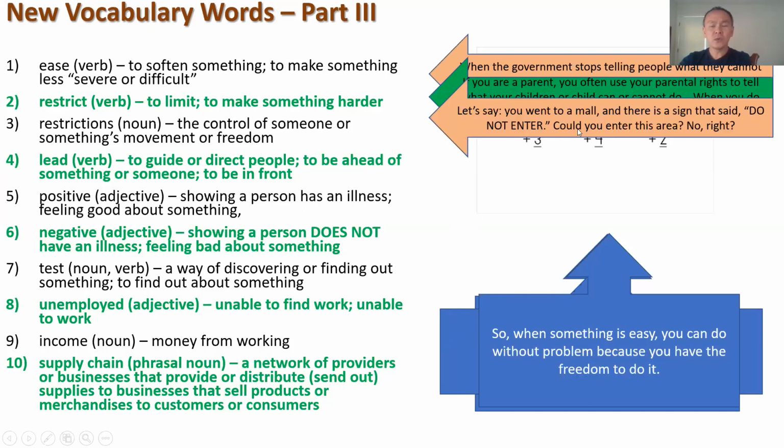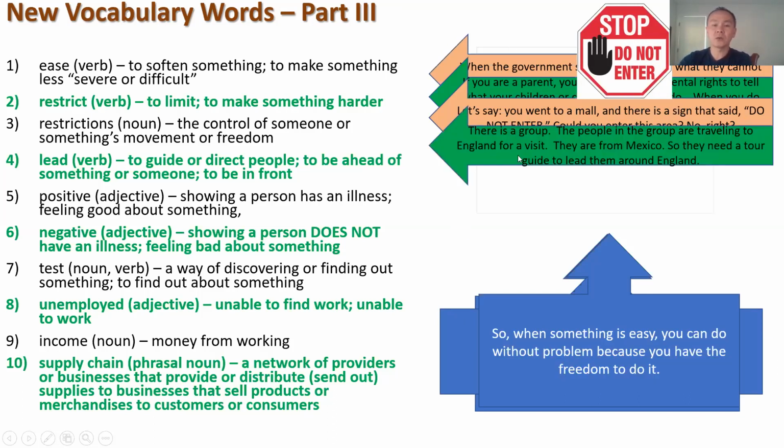Let's say you went to a mall and, well, supposedly there was a sign that says, do not enter. Could you enter this area? Well, of course not, because you have a do not enter sign. So when you have that sign, you have restrictions. Someone restricts you. Someone does not ease your freedom, okay? You see here, do not enter. This is a restriction. This sign restricts you from entering, okay?